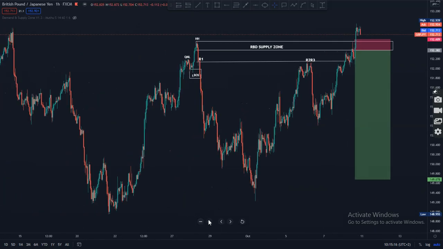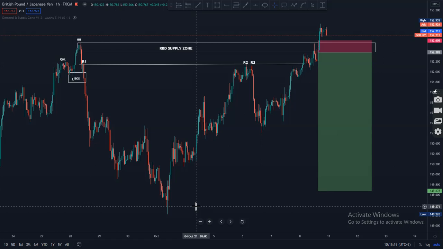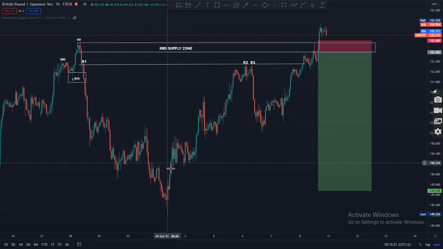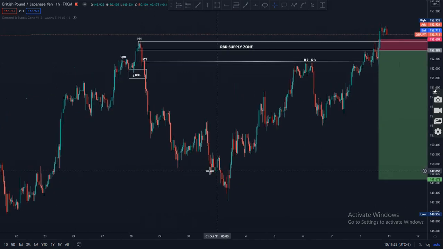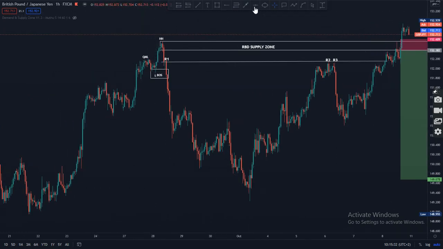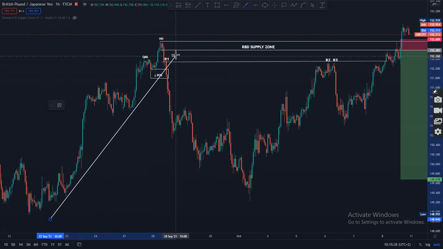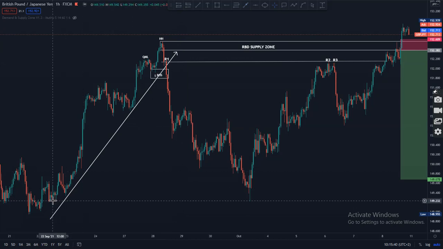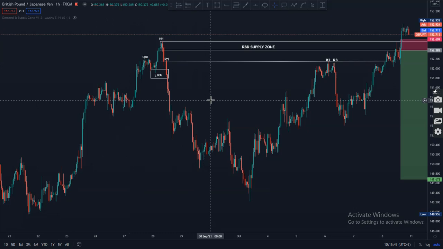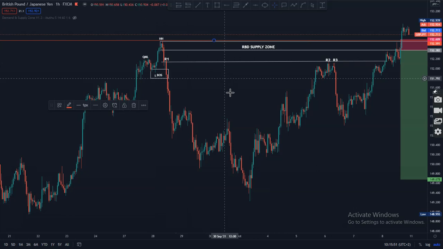So what are some of the things that you need to do before you place a trade from any QML, especially the QML strategy? Some of the things you have to consider: you have to make sure that previously price has been in either a long-term or short-term uptrend, and you saw that price was in an uptrend. This was a plus for us. And then what else? You have to make sure that this higher high here is not colliding with any level on the left side.